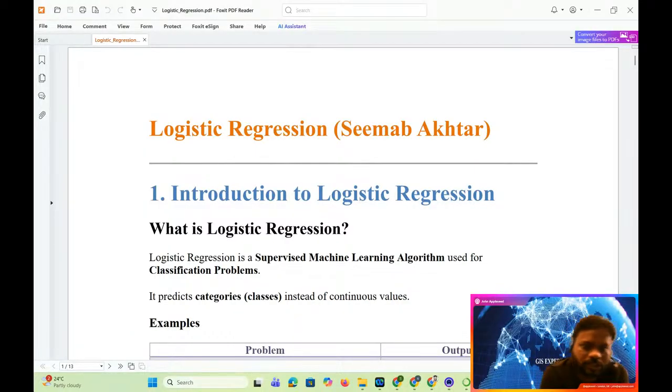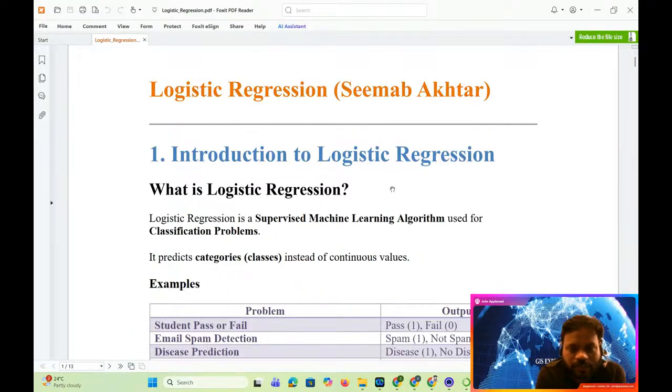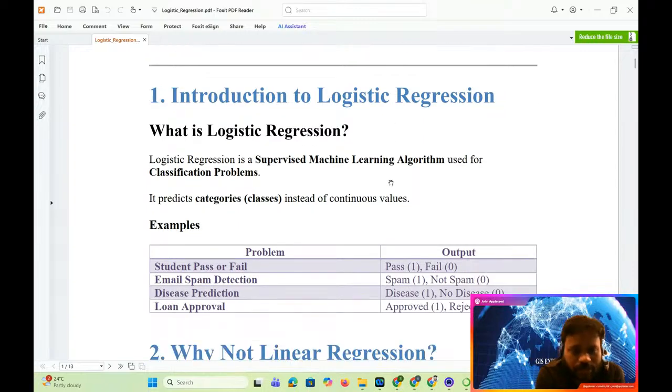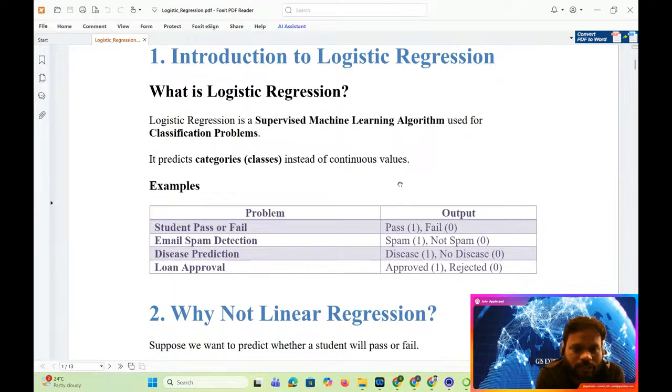So start with the logistic regression. The first introduction to the logistic regression. What is the logistic regression? Logistic regression is a supervised machine learning algorithm. What is supervised machine learning? I have already told you in lecture first. When you have the input and output data, that's supervised, and the logistic algorithm is used for classification problems. It predicts categories, classes, instead of continuous values.